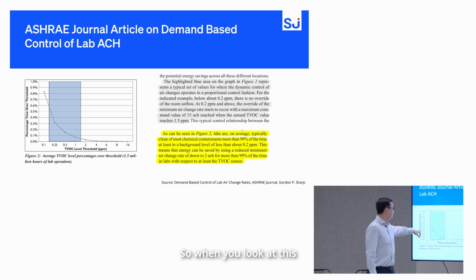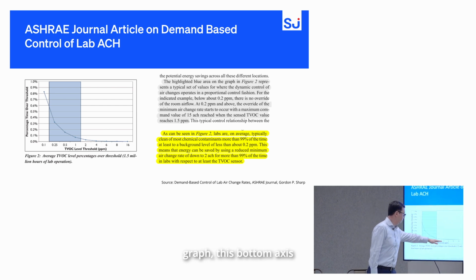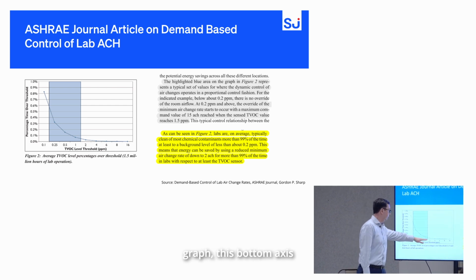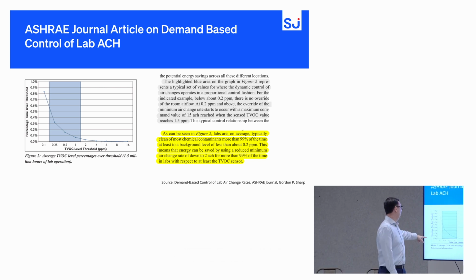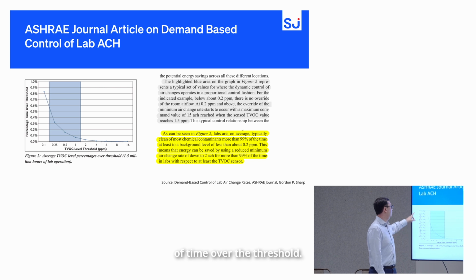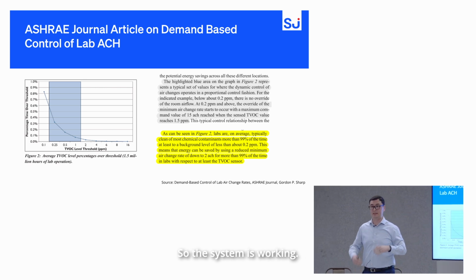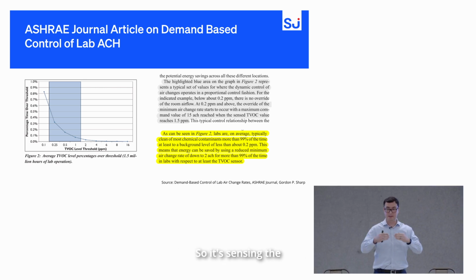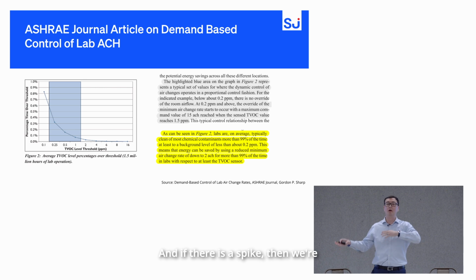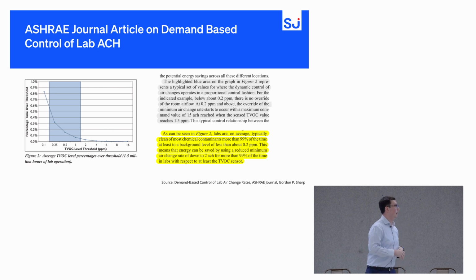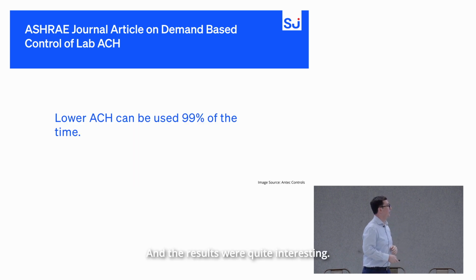When you look at this graph, the bottom axis is the volatile organic compound concentration, and this is the percentage of time over the threshold. So the system is working, sensing the changes in concentration, and if there is a spike, then we're increasing the ventilation rate. If we've met the set point, then it's reducing the ventilation rate. And the results were quite interesting.